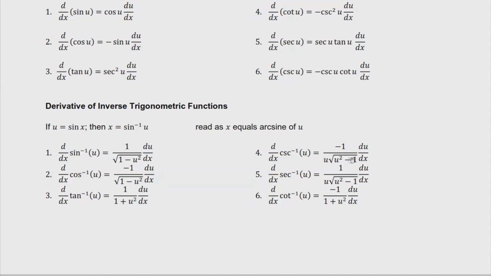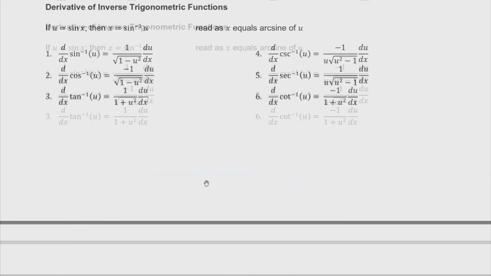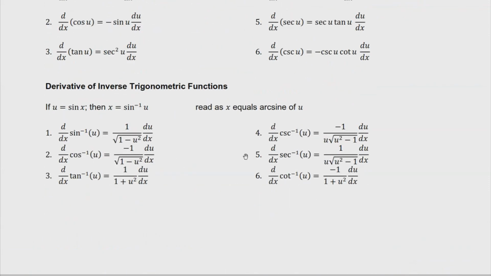So that's u squared, unlike sine, which is 1 minus u squared. So it's like the opposite, or should I say, you interchange the two denominators. So that's u squared minus 1, and then for secant inverse of u, we have 1 over u times the square root of u squared minus 1, and then for cotangent inverse, it's just the negative of the tangent inverse derivative.